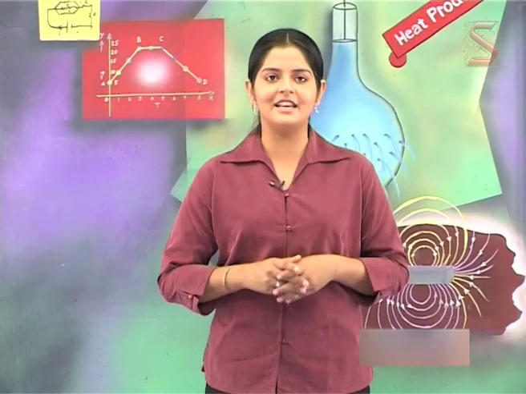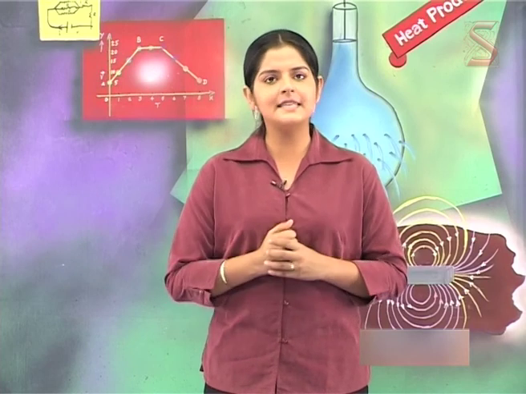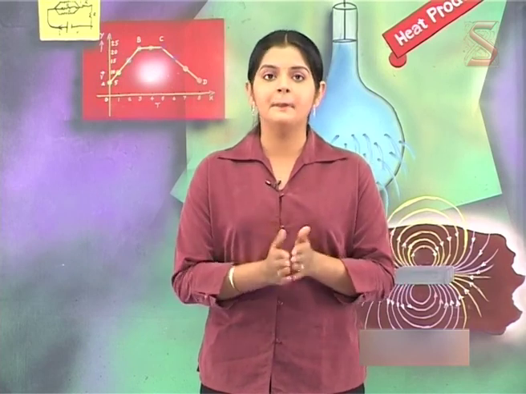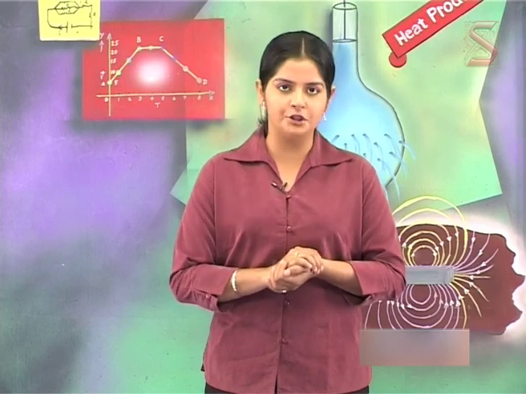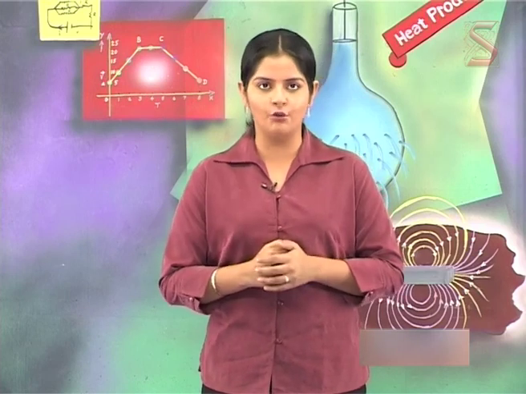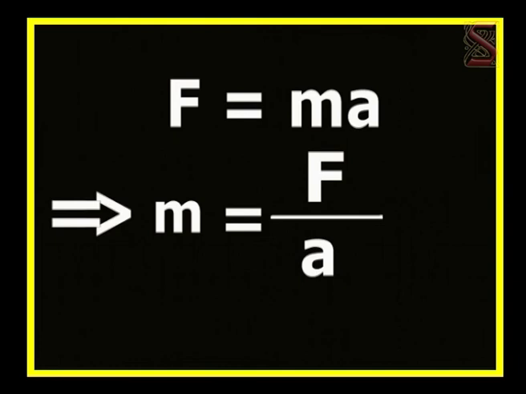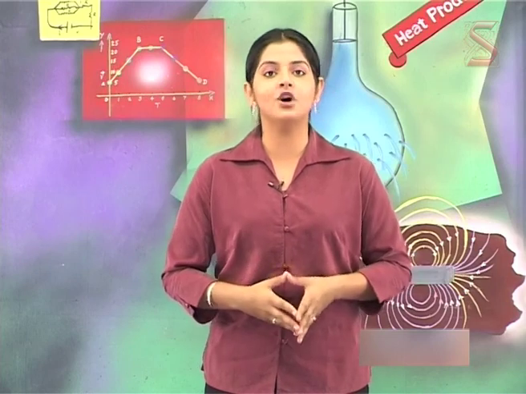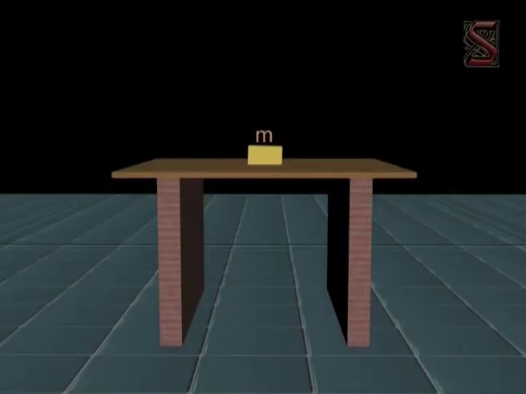Inertial mass and gravitational mass. One may determine the mass of a body by measuring the acceleration produced on it with a known force, F equals ma. That implies m equals F by a. The mass thus determined is called inertial mass.